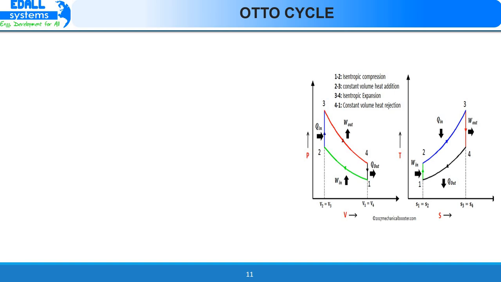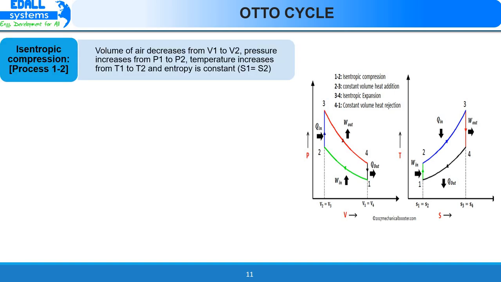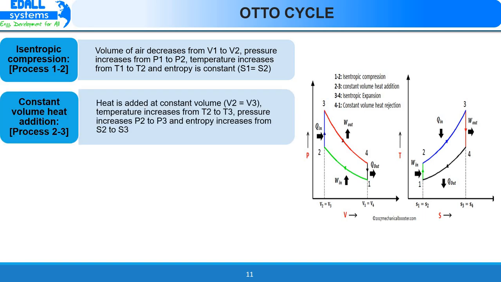Now we shall understand how pressure, volume, temperature and entropy are changing during all these 4 processes. Process 1 to 2 is isentropic compression. Isentropic process is the process in which entropy is constant. In isentropic compression process, volume decreases which results in pressure rise from P1 to P2 and temperature rise from T1 to T2. Process 2 to 3 is constant volume heat addition process.